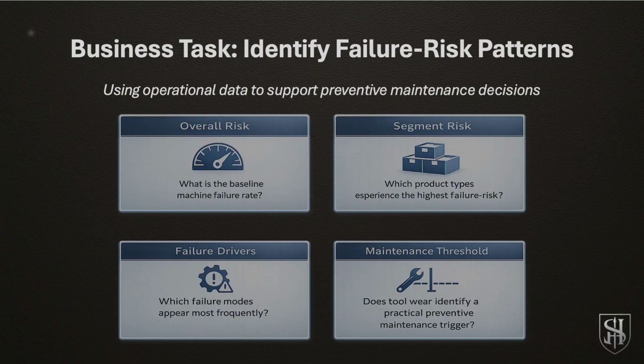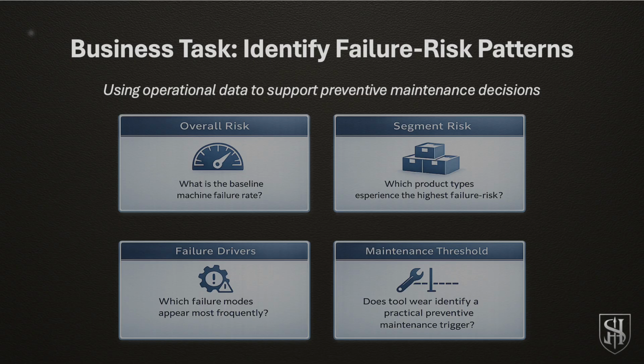The purpose of the analysis is to determine whether machine operating data can identify useful failure risk patterns before failures occur. The goal is not only to count failures after the fact. The goal is to help leadership understand where risk is concentrated and what maintenance action should be tested first. The central question guiding this project is: where is machine failure risk concentrated, and what maintenance action should leadership test first? To answer that question, the analysis was organized around 4 smaller, decision-focused questions.